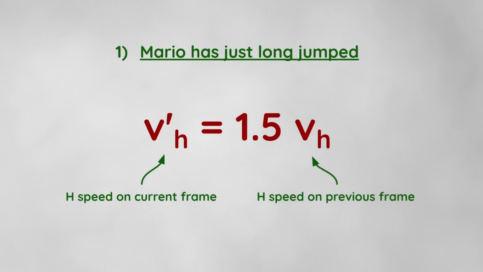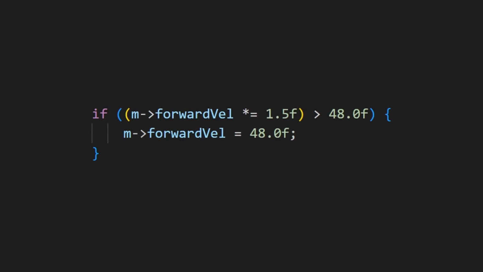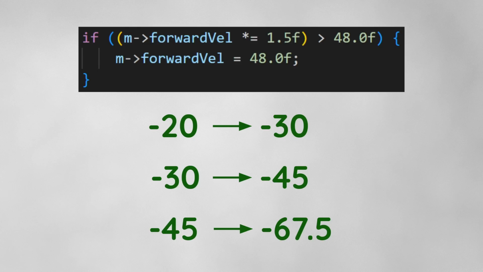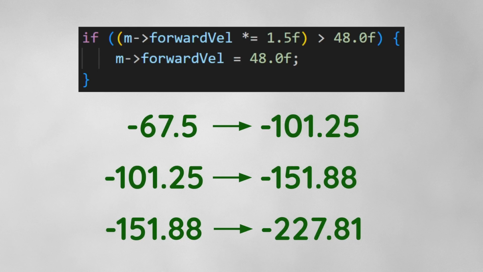On the first frame of a long jump, Mario's h speed is multiplied by 1.5. Here is the code that does this, and you might notice something interesting. The developers realised that this had the potential to lead to infinite speed gain, so they decided to introduce a hard cap. If Mario's speed after a long jump is ever more than 48, it gets set back down to 48. But this hard cap is only applied to forward speeds. The h speed can keep becoming more negative with no limit. This is the main reason BLJs work, but we're going to go into a lot more detail than this.